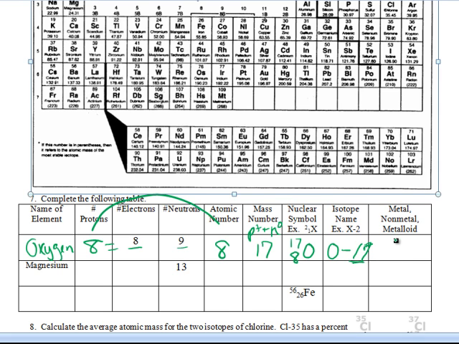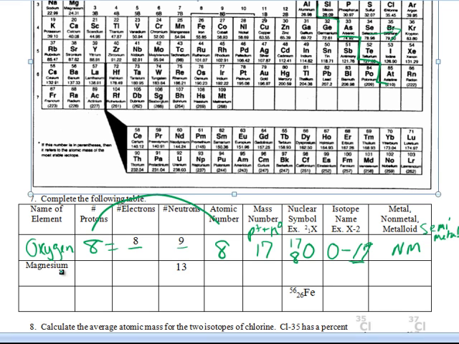All right, is it a metal, nonmetal, or metalloid? The right side of this stair step, see the stair step over here on the periodic table? Anything to the right of that are nonmetals, so this is a nonmetal. Anything to the left of that are metals, and anything touching it, pretty much with the exception of aluminum, are metalloids, or semi-metals. Same thing.